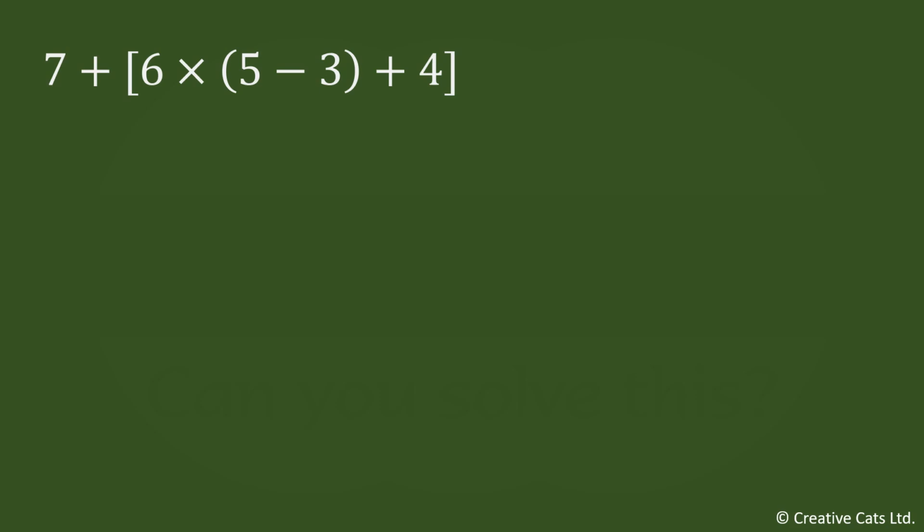So the first set of parentheses we need to evaluate is the 5 minus 3 here. Now 5 minus 3 is 2. So that has evaluated the inner set of parentheses.